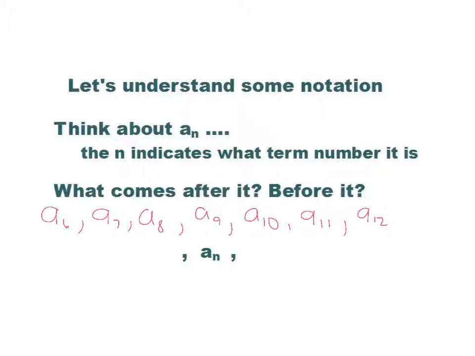So a sub n, well, what would be the term after it? Well, it'd be the n plus 1 term. And after that would have to be the n plus 2 term, and after that would be the n plus 3 term, and so forth. And how about before a sub n? What would have to come before that? Well, we've kind of written that a few times. That would be your n minus 1 term. And your n minus 2 term would be 2 before that. Or your n minus 3 term would be 3 before that.